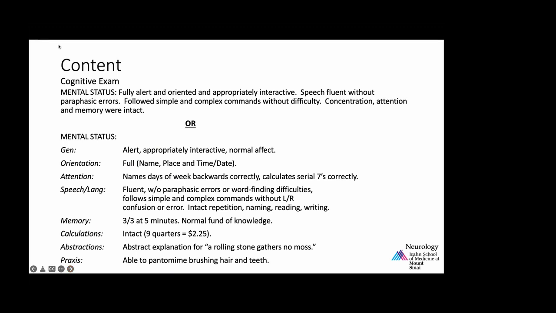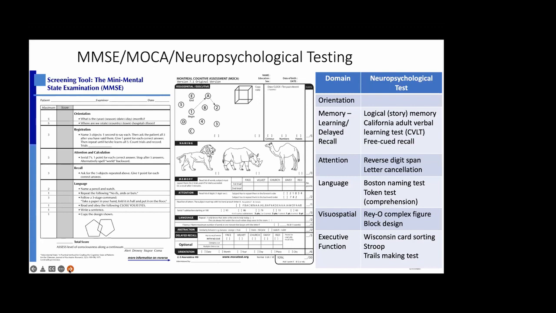In fact, this content area is really the cognitive exam. This is what you might see on a neurology note: the patient's orientation, attention, language, memory, calculations, praxis, abstractions, all of that. Obviously any one or multiple of these can be abnormal. And there are different ways that we test these: mini mental, MoCA, and if you're really getting into it, 4-hour neuropsych testing.